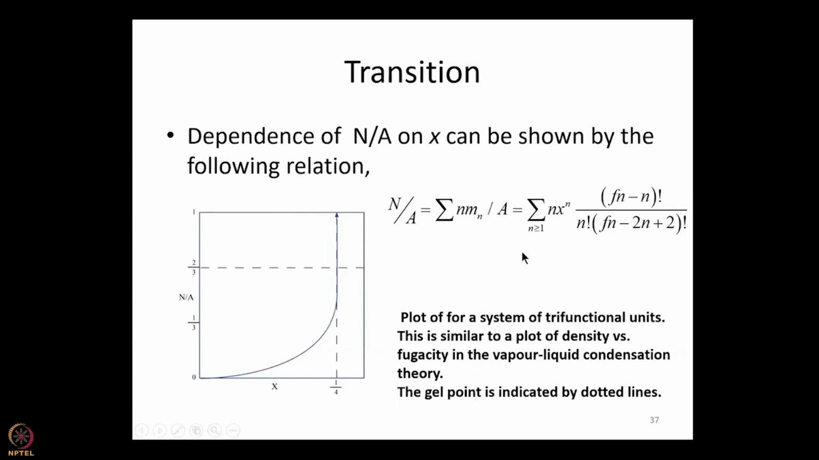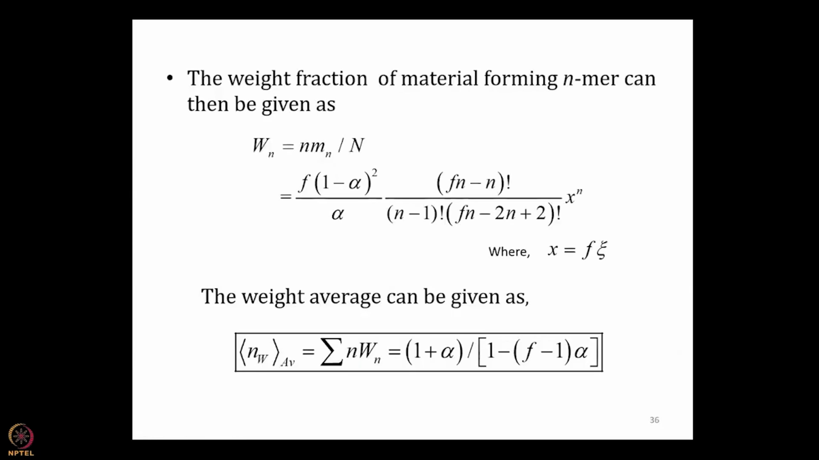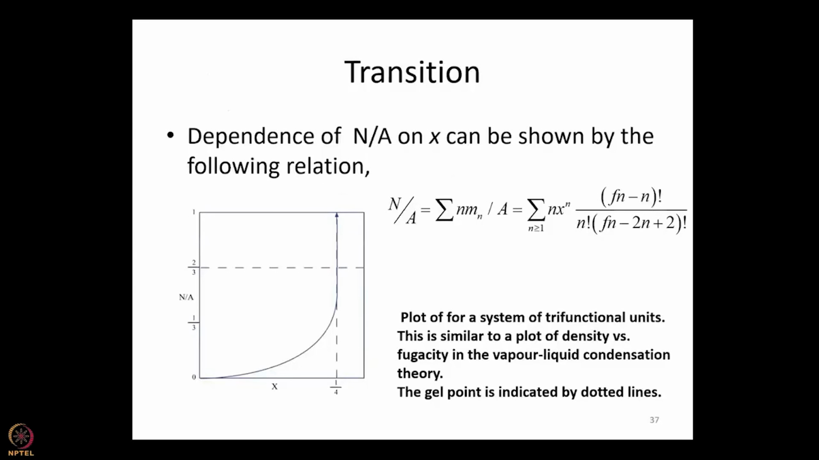So plot of a system of trifunctional unit, where this becomes this extent, it diverges. For a trifunctional unit, f is equal to 3. So 3 minus 1 is 2. So 2 into alpha. When alpha becomes half, then for a trifunctional unit, this diverges. This is where you find this divergence. It is exactly similar to density theory.